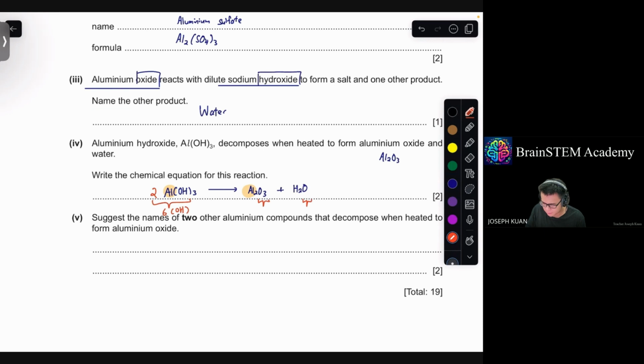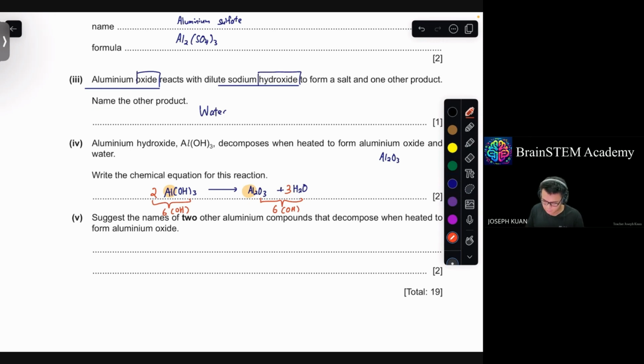So in order to make this possible, you have to put a 3 in front of water. Right, so that makes all together oxygen and hydrogen, 6 of them. So that's the answer for 4.